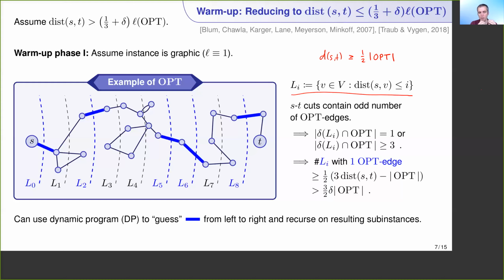One can now just do the math to check the total number of small cuts with a single opt edge that we have. If the original distance is a third plus delta times the length of opt, then you will have at least that many cuts that are small.